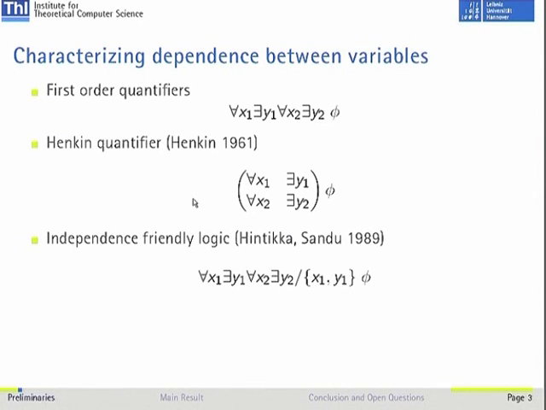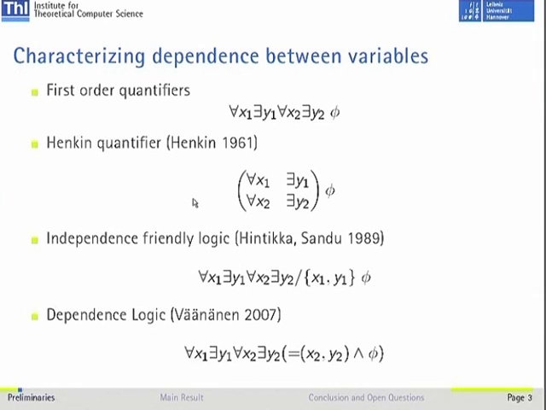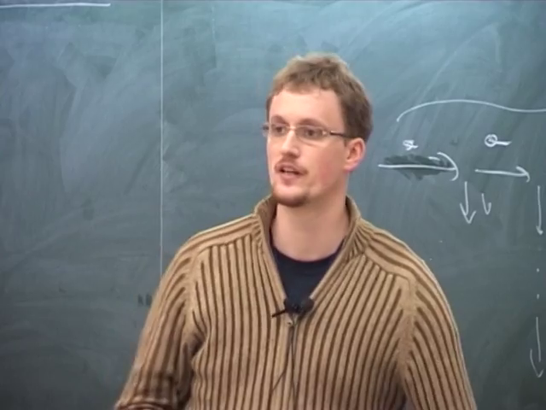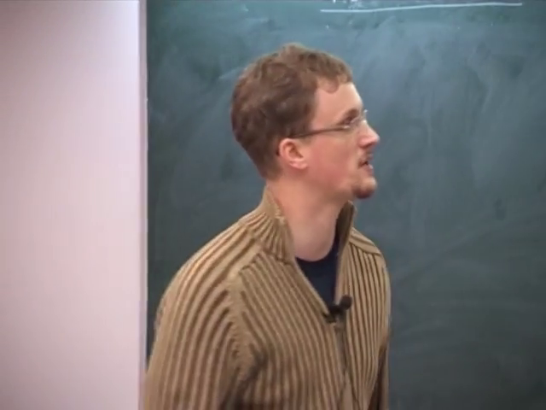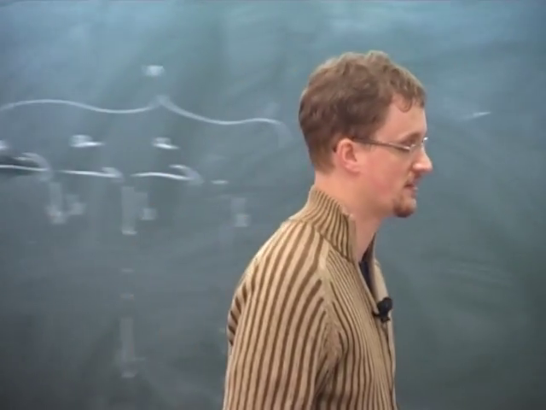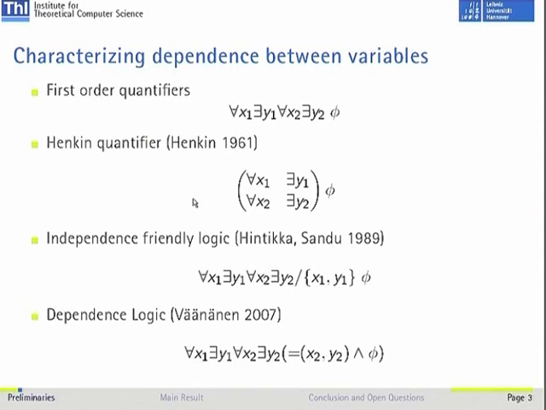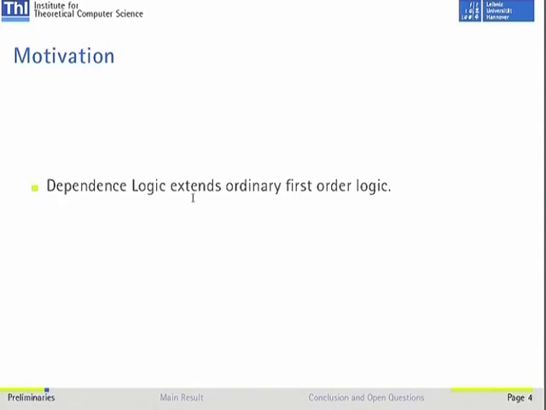And then in 2007, Jouko Väänänen introduced dependence logic, where we have this new operator called the dependence atom. It says that x2 determines y2. So that means y2 only depends on x2. And here we explicitly say what a variable is dependent on, and not what it is independent from. Dependence logic extends ordinary first order logic.